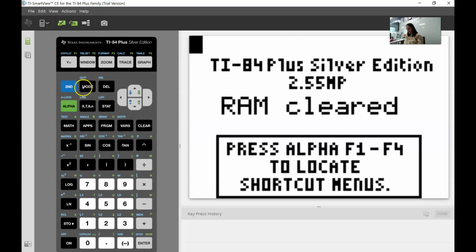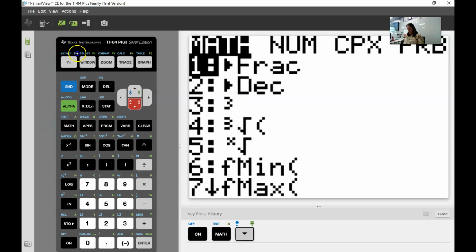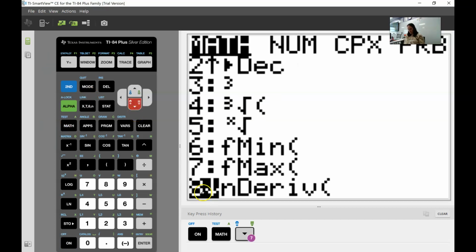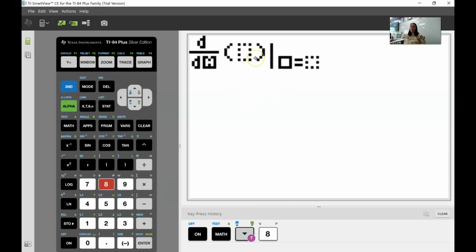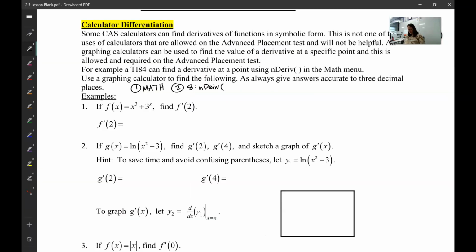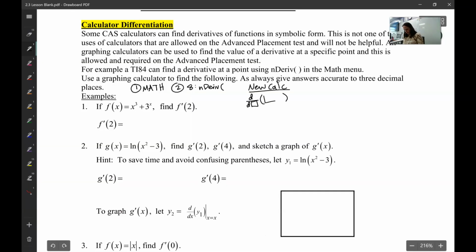Here's our calculator. I'm going to do math, and then if I scroll down, you'll see number 8, nDeriv. So this one is what the newer calculators will look like. So on your notes, I'll copy it down. So new calculators. It looks like this. Then it has a box. Then it has parentheses. Make sure I got this. With a box. And then it has this line. And then it has x equals. And it has a box.